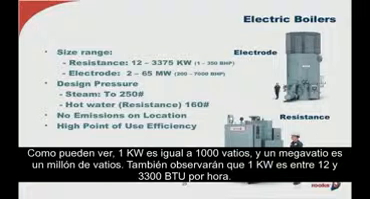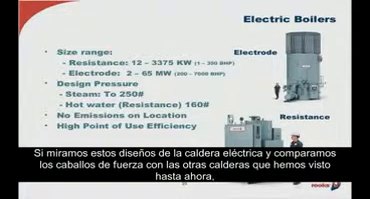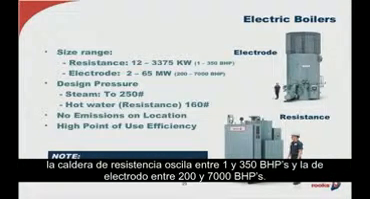Now, as you can see on the screen, a kW is equal to 1,000 watts, and a megawatt is 1,000,000 watts. You'll also note a kW equals 3,413 BTU per hour. So if we are going to look at these electric boiler designs in terms of boiler horsepower, as we have with the other boilers that we've looked at so far, the resistance boiler ranges from approximately 1 to 350 boiler horsepower, and the electrode between 200 and 7,000 boiler horsepower.